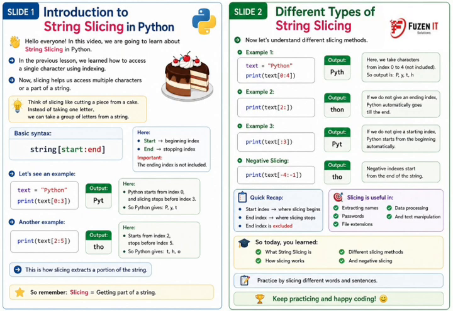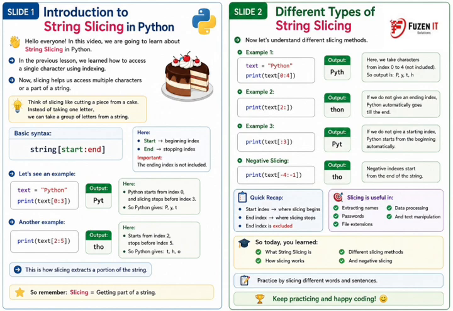Another example for this is print text from index 2 to 5. So the output will become tho. This is how slicing extracts a portion of a string. And remember one thing, slicing is equal to getting part of a string. And slide 2 explains the different types of string slicing.